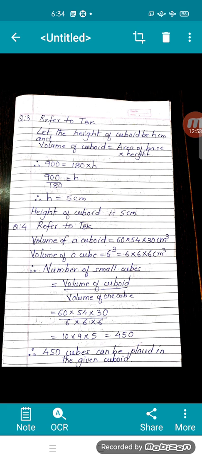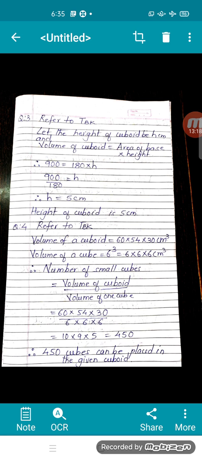Find the height of a cuboid whose base area is 180 centimeter square and volume is 900 centimeter cube. Let the height of cuboid be h centimeter. Volume of cuboid is equal to area of base into height. 900 is equal to 180 into h. So h will be 5 centimeter. Is it clear? Question number 4.